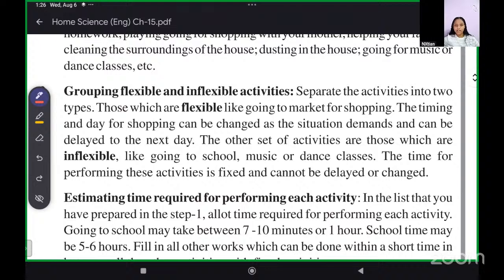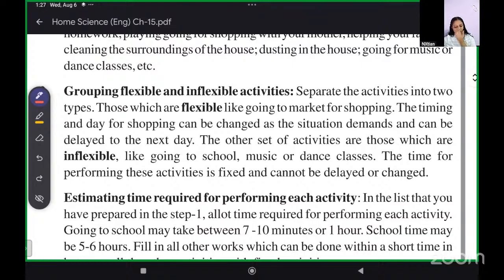Okay, now what are flexible and inflexible here? Flexible are those activities which are not very important and you can postpone them a little bit. Like if you cannot find time for shopping today, you can go shopping tomorrow. But if you are not finding time for school, can you skip school and go tomorrow? No, you have to attend school today. So that is inflexible, something that you cannot postpone to a later time. Flexible is something that you can postpone.